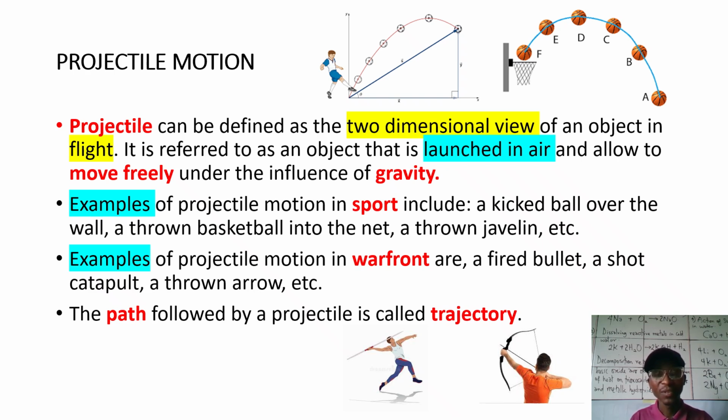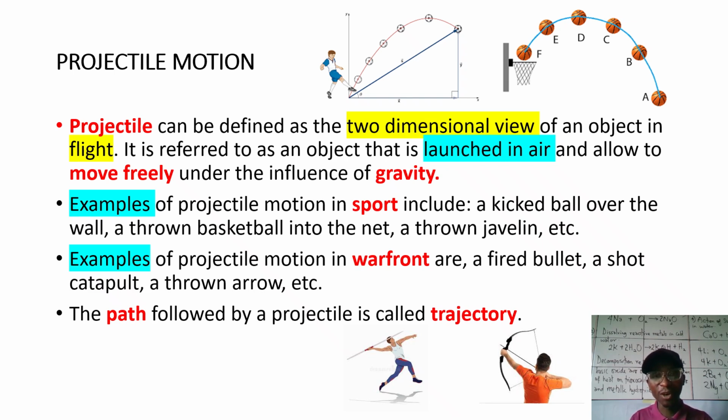On this slide, we have learned that a projectile can be defined as a two-dimensional view of an object in flight, and it is a body that is launched into the air and allowed to move under the influence of gravity. Its examples in sport include a kicked ball over the wall, a thrown basketball into the net, a thrown javelin, a thrown discus, etc. And examples of projectiles can also be seen in warfare: a fired missile, a fired bullet, a thrown arrow, or a shot catapult. And finally, we said that the path followed by a projectile is known as trajectory.